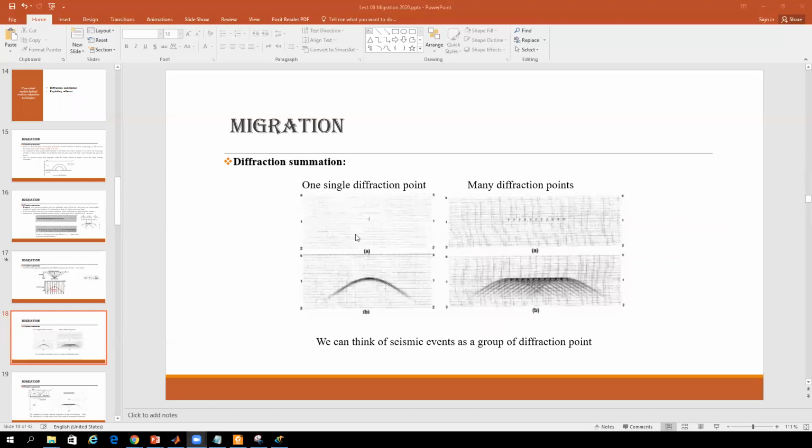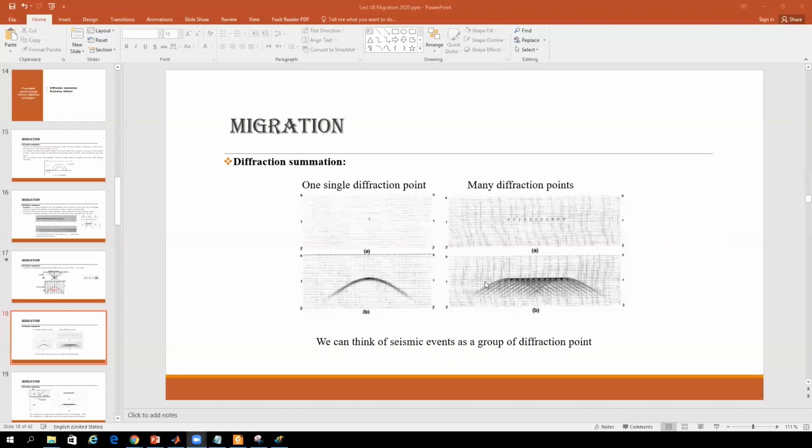So now we will go back to our seismic. Let's imagine that we have one single diffraction point. If we have one single diffraction point in the acquisition, we will have a hyperbola shape. But if we have many points, we will have many diffraction points, and many diffraction curves. We'll have many hyperbola shapes.